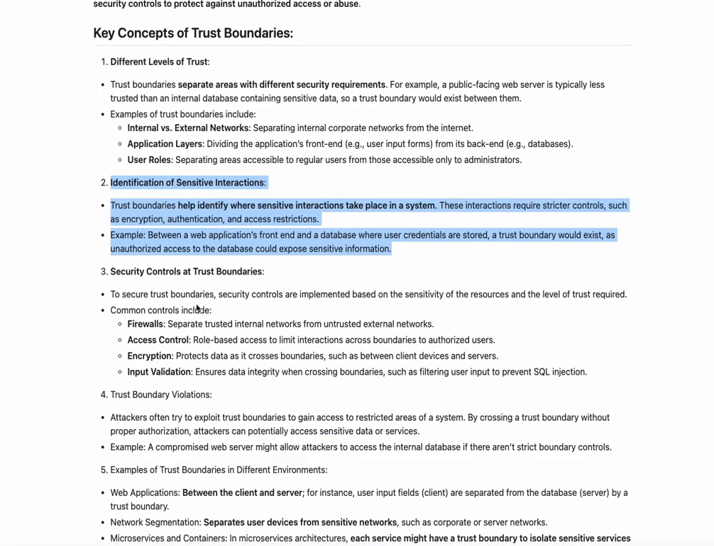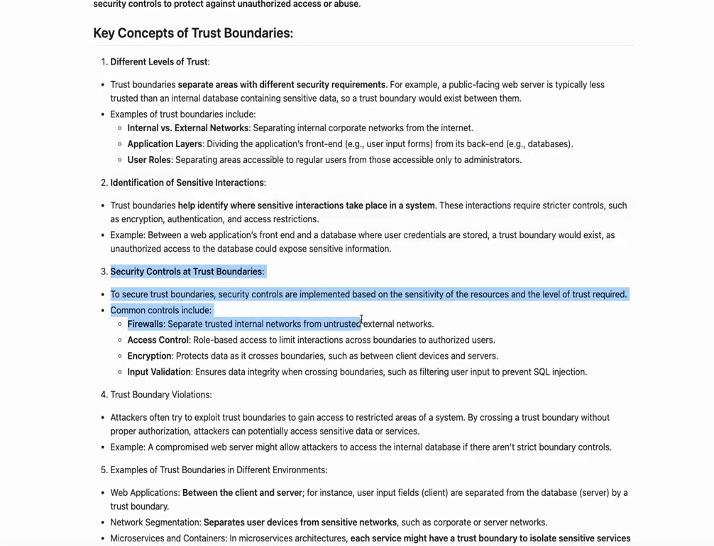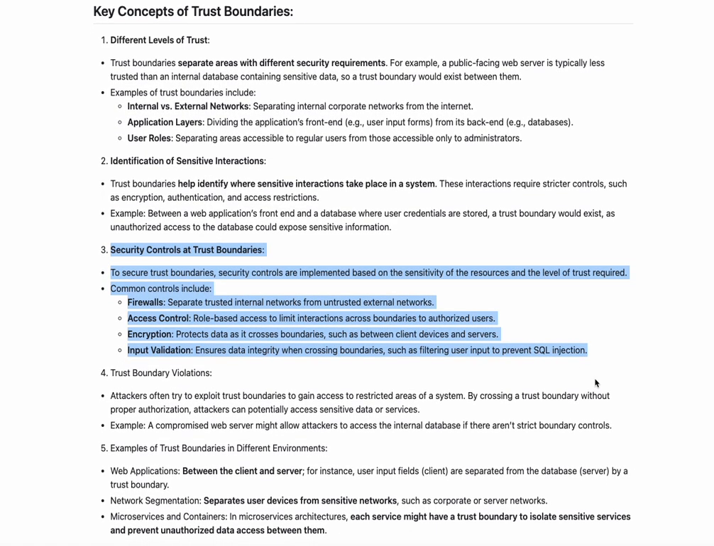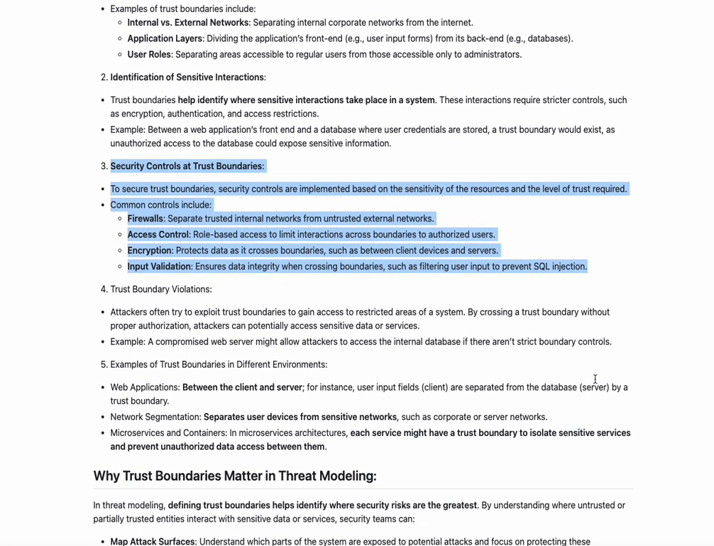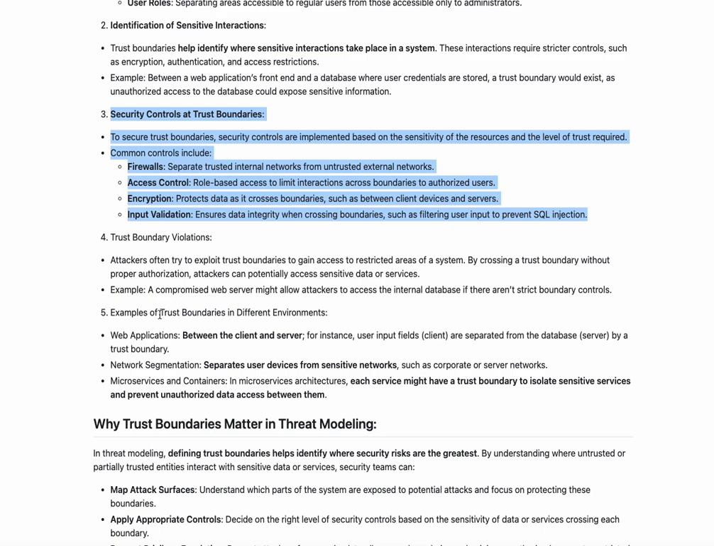Security controls at trust boundaries. To secure trust boundaries, security controls are implemented based on the sensitivity of the resources and the level of trust required. Common controls include firewalls, which separate trusted internal networks from untrusted external networks; access control, role-based access to limit interactions across boundaries to authorized users; encryption, which protects data as it crosses boundaries, such as between client devices and servers; and input validation, which ensures data integrity when crossing boundaries, such as filtering user input to prevent SQL injection.